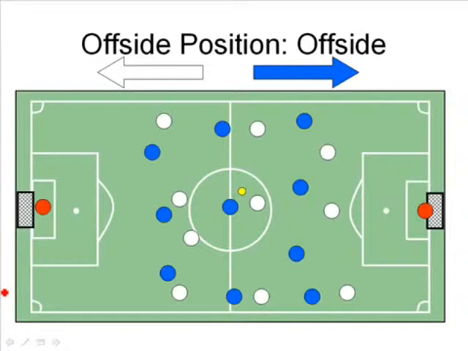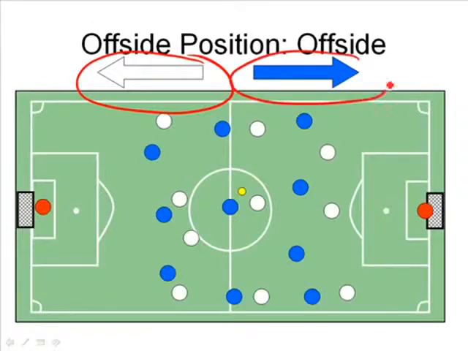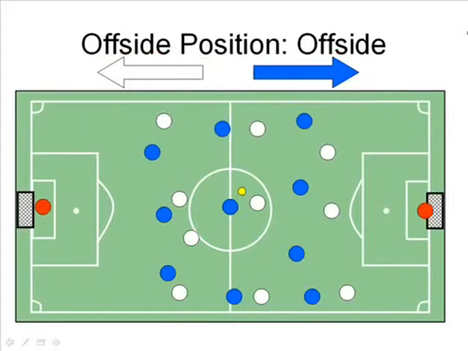In all of these diagrams, the white team is going to the left, and the blue team, their offense, is going to the right. It is not an offense in itself to be in an offside position, but it is a necessary condition to be called for offside, so it is important to review what offside position is.